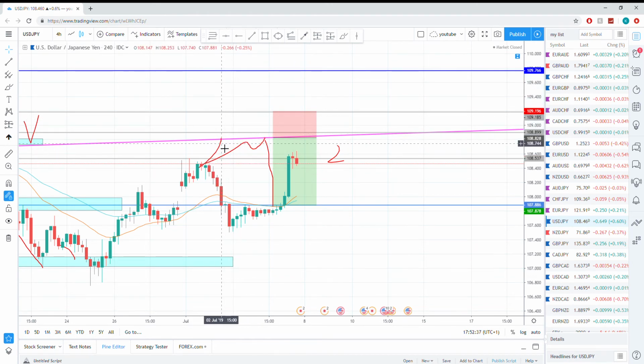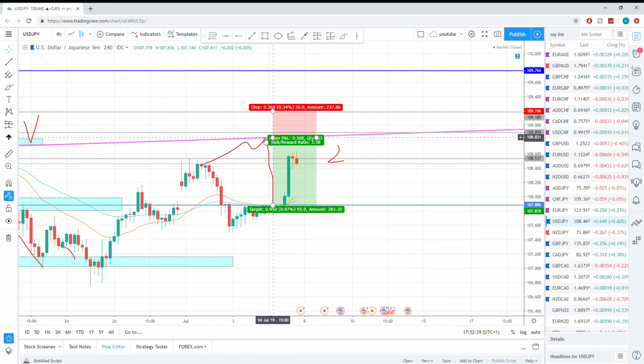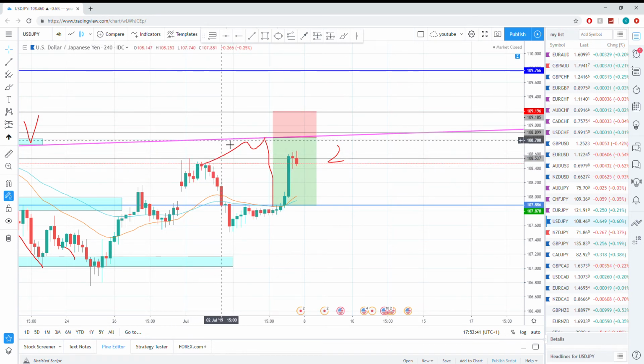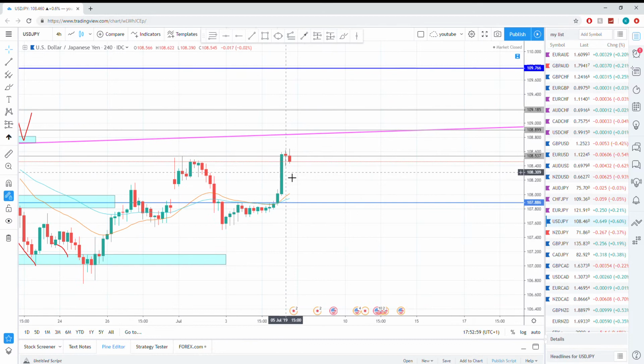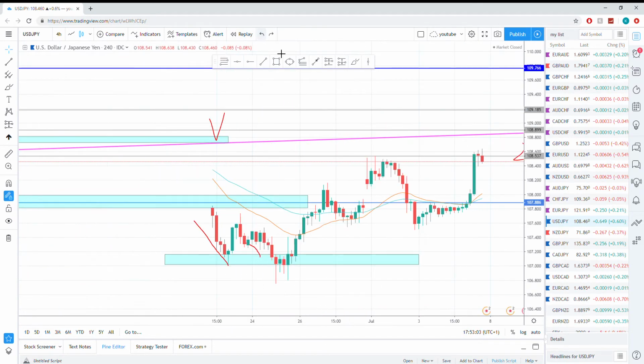That scenario didn't happen, and scenario two didn't happen either, because we didn't reach the top of the wedge line, so we couldn't expect a rejection from this level. So this was also an invalid scenario. Before I deleted all of that, let me see if I can replay it. No, I don't think it will.